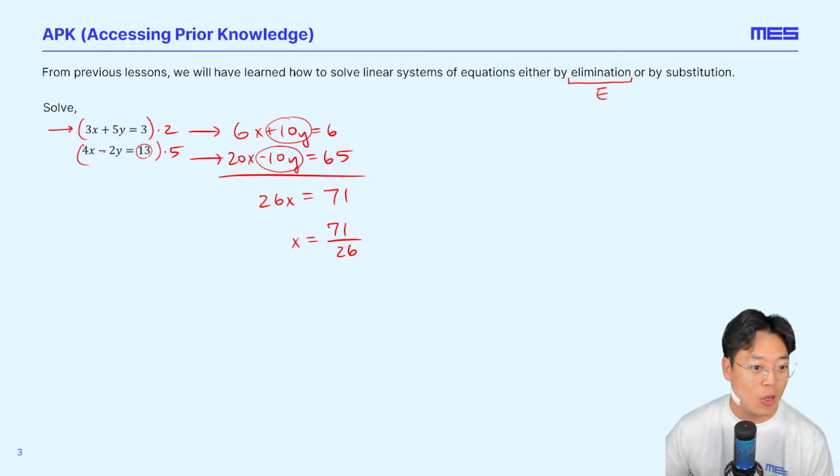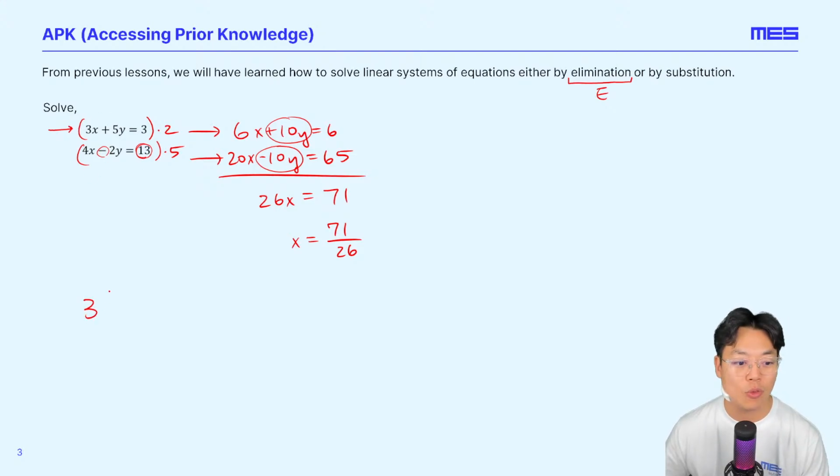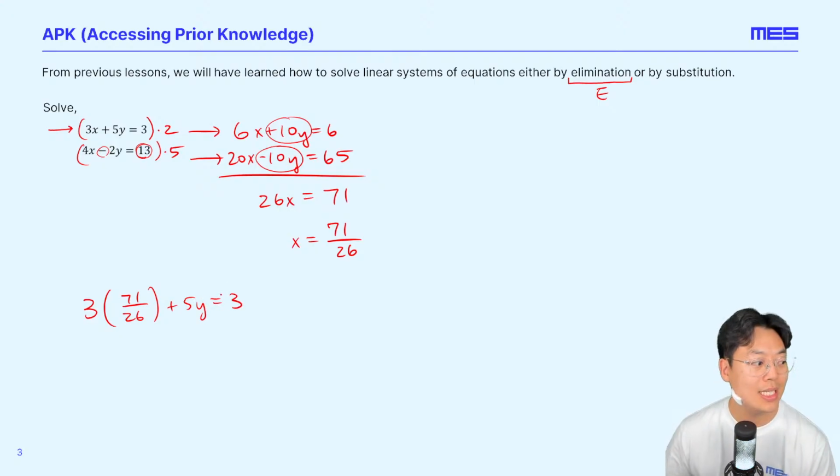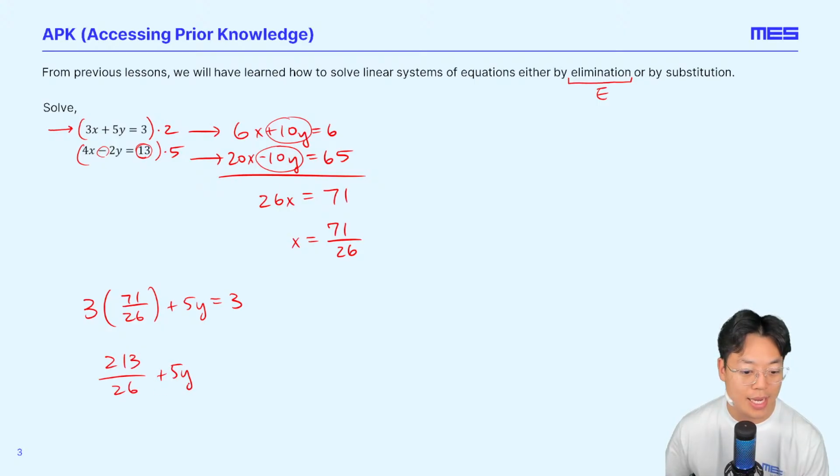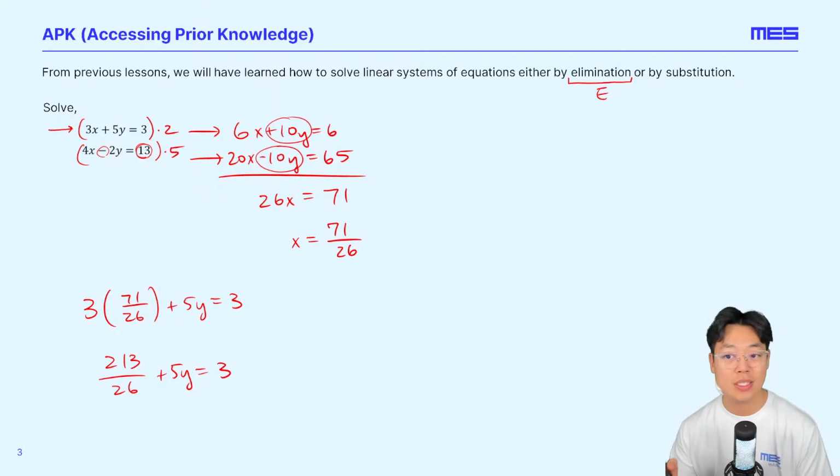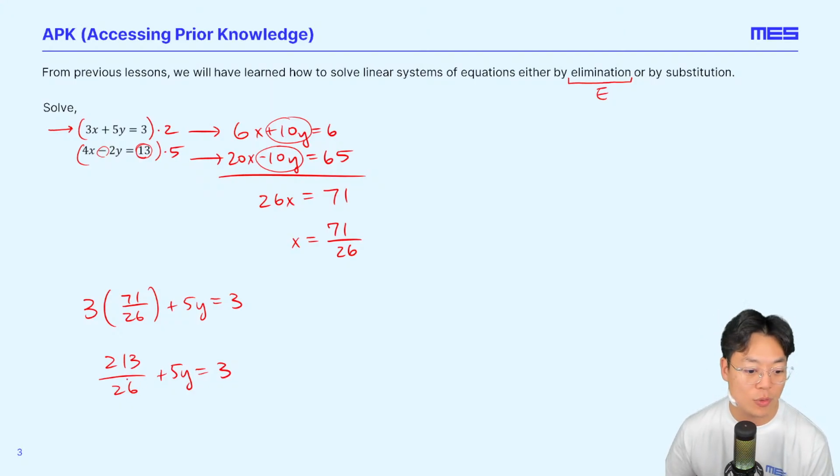The second equation not only has a negative, but also a bigger number of 13, the biggest number here. So we're going to work with the first one. We'll say 3 times 71 over 26 plus 5y is equal to 3. And now our goal is to solve for y. 3 times 71 is 213 over 26 plus 5y is equal to 3. Now I am going to need a common denominator of 26. So I'm going to multiply 3 by 26 over 26. That will give me 78 over 26.